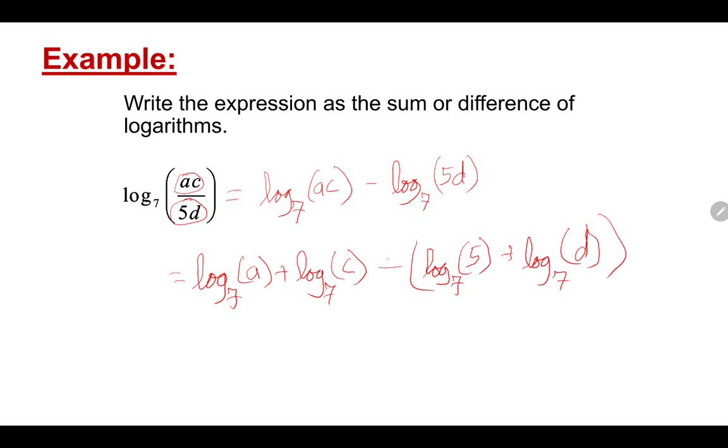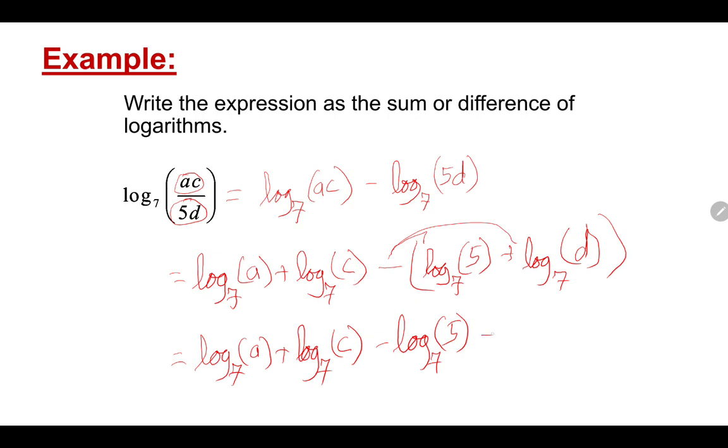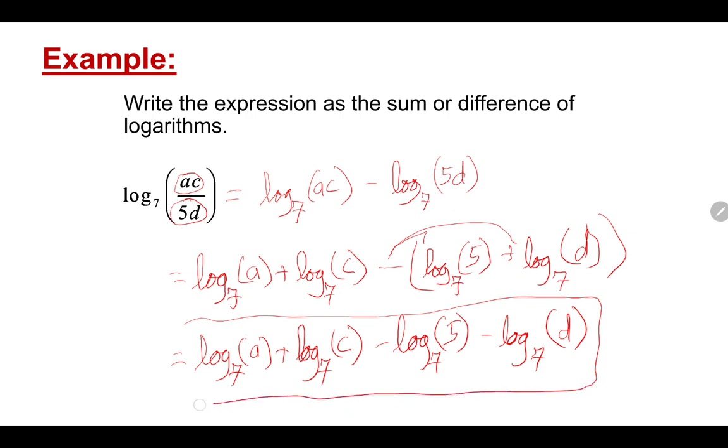And then we can distribute this negative sign through to this term and to this term. So this would be written log base 7 of A plus log base 7 of C minus log base 7 of 5 minus log base 7 of D. And there we go. Written out.